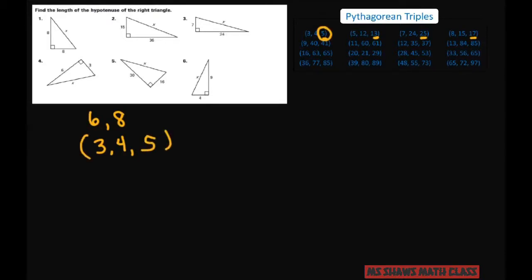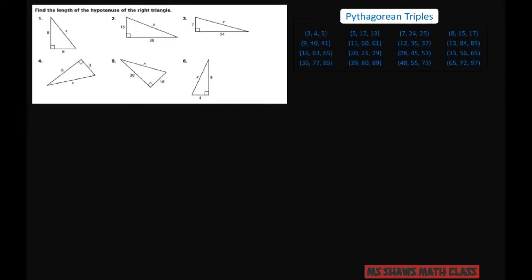And all we're doing is multiplying this by 2. And 2 times 5 is 10. So for this one, x equals 10. So that saved us time using the Pythagorean triples.